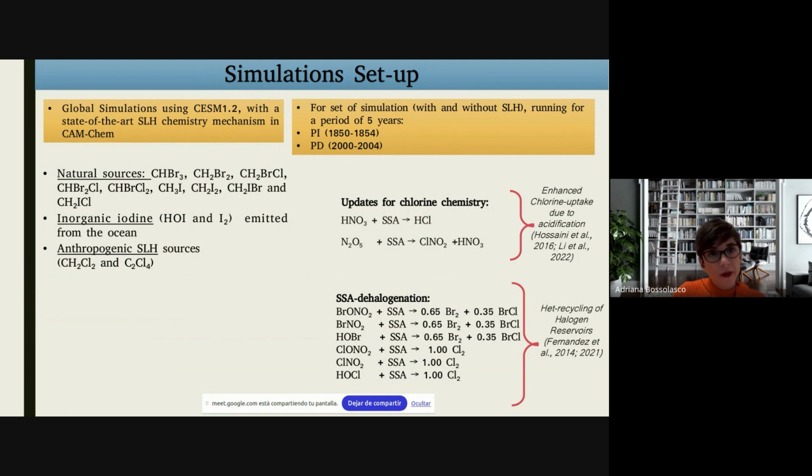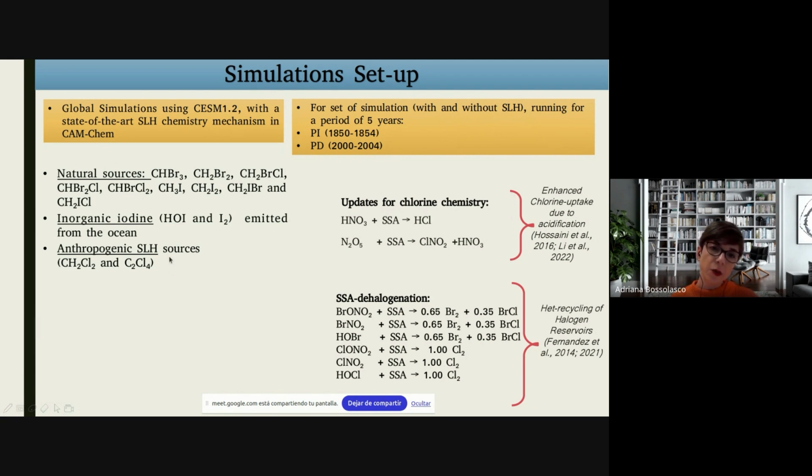To carry out this work, we are using the CESM 1.2 model with the SLH chemistry in CAM-Chem. We conduct 4 sets of simulations, each running for a period of 5 years, representing the pre-industrial period and present day. For each period, we include the SLH chemistry and emissions, and we run another kind of simulation without this SLH chemistry.